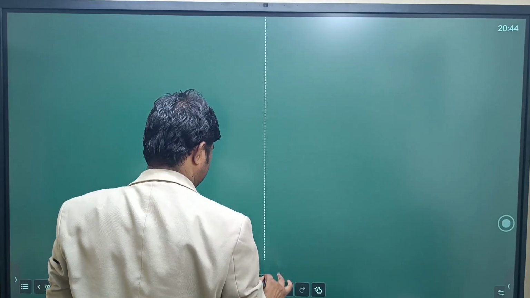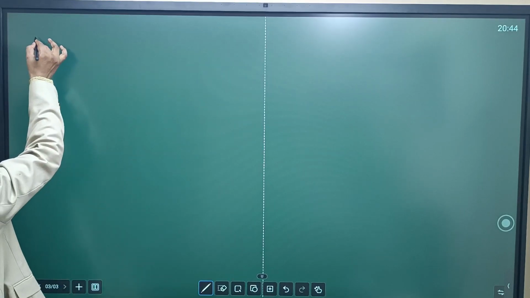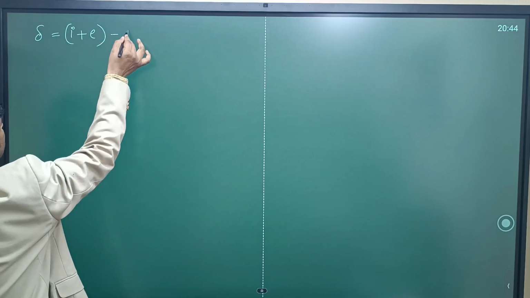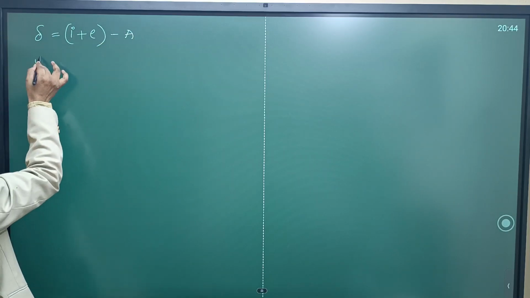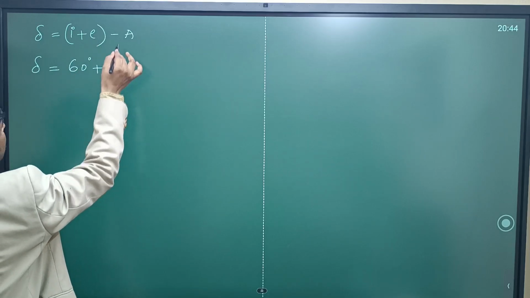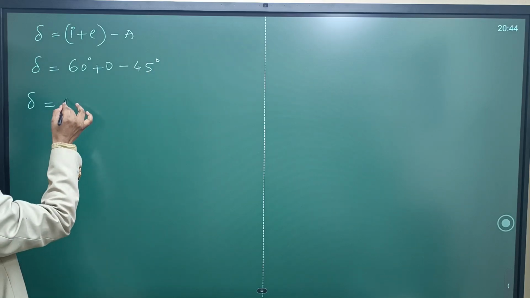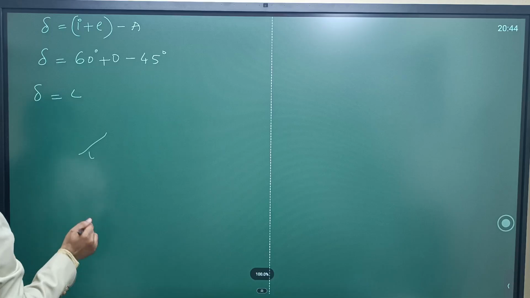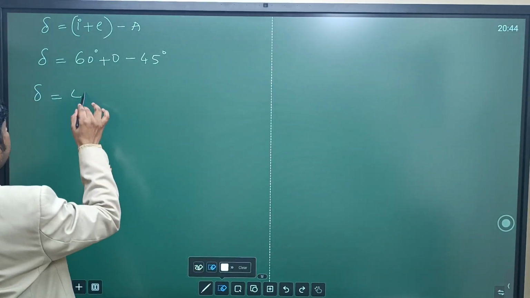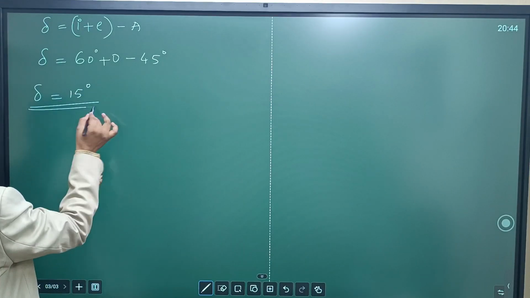So here you see delta can be written as I plus E minus A. Can we write like this? Yes, of course we can write. Delta is equals to angle of incidence 60 degree, angle of emergence 0, then minus 45 degree. What will happen now? Delta is equals to, of course we are getting 15. What is the value? 15 degree. Got it?